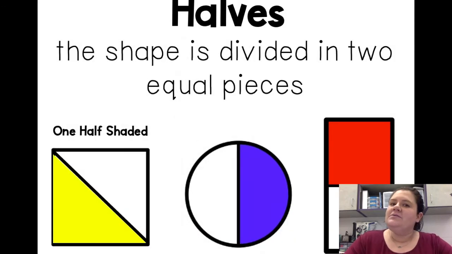All right, we can also divide a shape into halves. And when we divide a shape into halves, we're dividing it into 2 equal pieces. So again, this square, if you think of it as a sandwich, is divided into 2 triangles. Those 2 triangles are the same size. Again, the circle is also divided into 2 equal pieces, kind of split in half, as is this rectangle. Again, you have one piece that is shaded in. That one piece would be called 1/2. So 1/2 of the square is yellow, 1/2 of the circle is blue, and 1/2 of the rectangle is red.